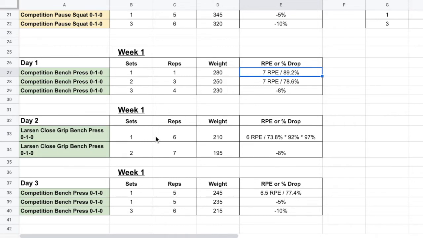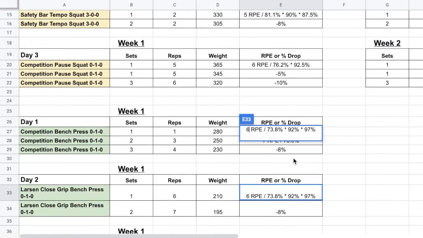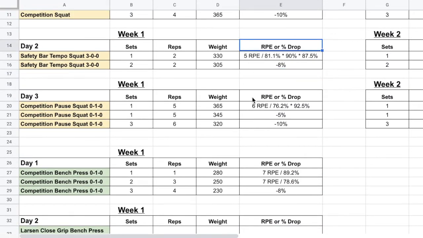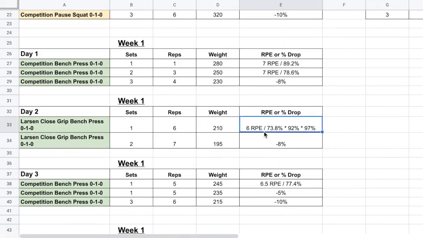For our tertiary day, we have a higher RPE, at 6 instead of 5, because with bench, my assumption is we are going to be able to handle higher intensities more often. We're not going to fatigue as much. So instead of having to do a super low RPE, we can do a pretty high volume workout here, sets of 6 and 7 at a 6 RPE, and then come back around to our final day at a 6.5 RPE.